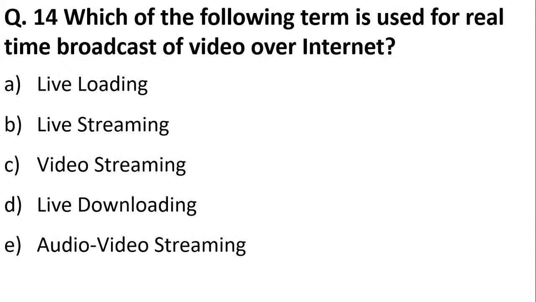Which of the following terms is used for real-time broadcast of video over the internet? It is called live streaming. Live streaming is when you tell the world what is happening where you are. So people share their personal videos or of any event. If you want to share it with the world, you live stream that thing. B is the right answer.